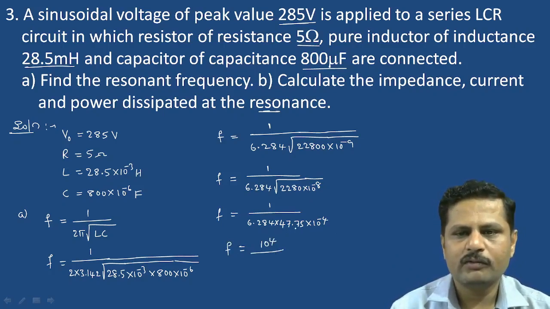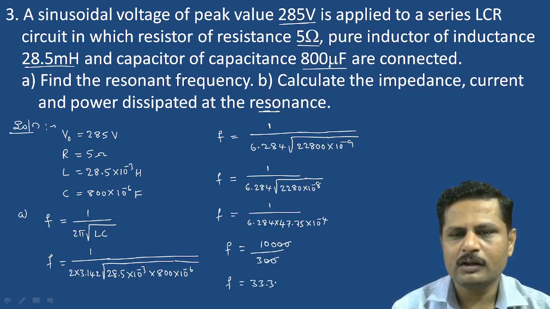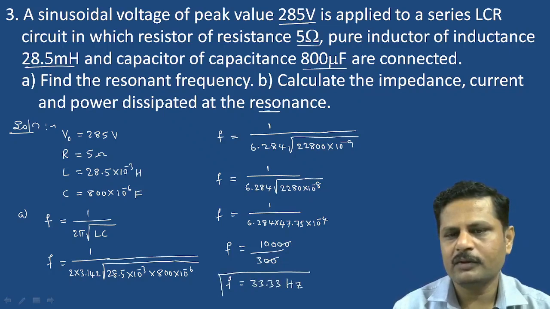6.284 into 47.75 is equals to 300. Now, simplifying, 10 to the power of 4 is nothing but 10,000. This can be written as 10,000 divided by 300, the zeros get cancelled, so we will get 100 divided by 3, which is nothing but 33.33 hertz. This is the resonant frequency. F is equals to this much.